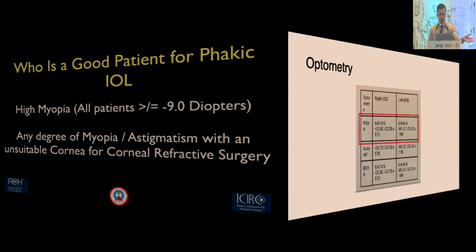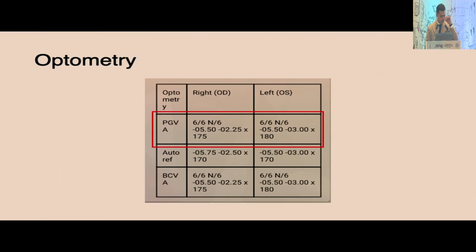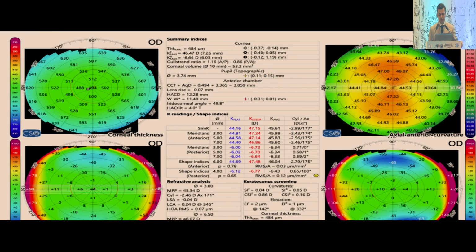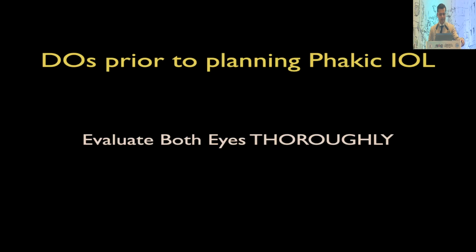And just to show you as an example, this is a patient who's a borderline myope with some cylindrical correction, but because of low pachymetry and steep keratometry readings, this is a patient where I would not want to do any sort of refractive correction in terms of either a LASIK or a PRK. And this is the kind of patient that I will probably push for a phakic lens based surgery.